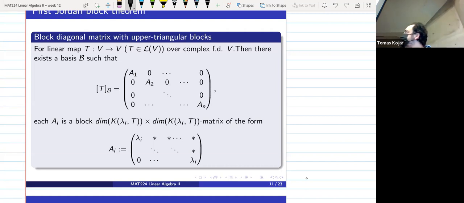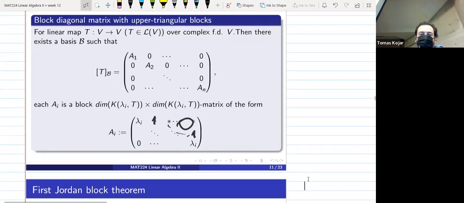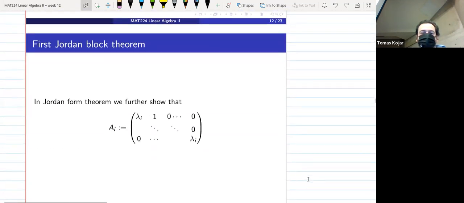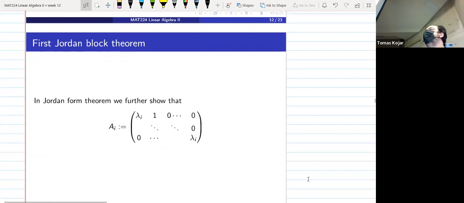And all I'm going to do on Friday is kill off everything above two spots away from the diagonal. So it will be like 1, 1, and then 0. Okay, so we're almost there with the Jordan theorem. That's a prelude. The Jordan theorem, we clean up the stuff. So it's a very concrete matrix.